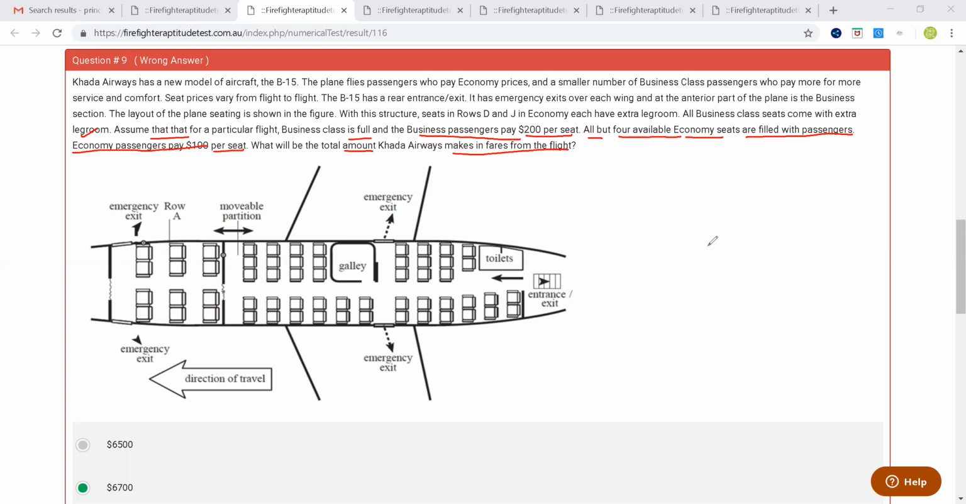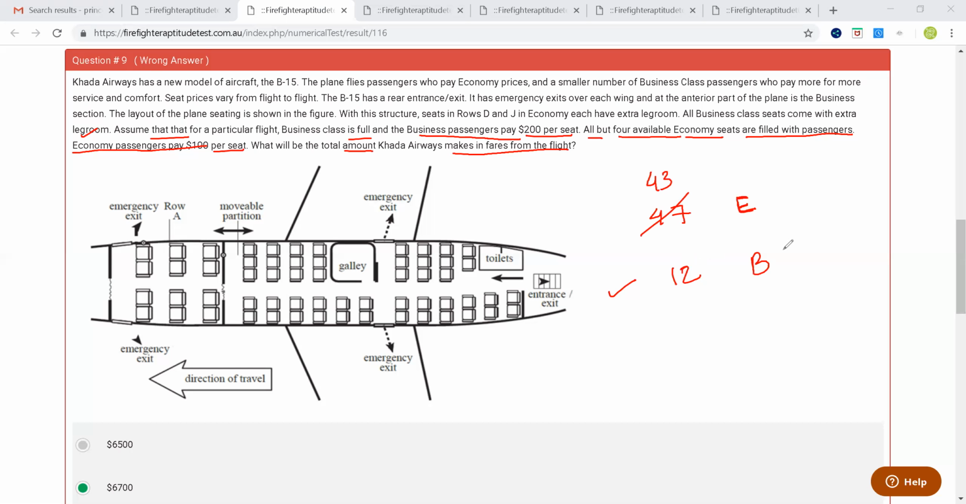Okay. So since we understood that 47 was the economy seats and business class was 12, right? Business class is full, so tick that. And economy, all but 4, right? So 47 minus 4, what is that? 43, basically.